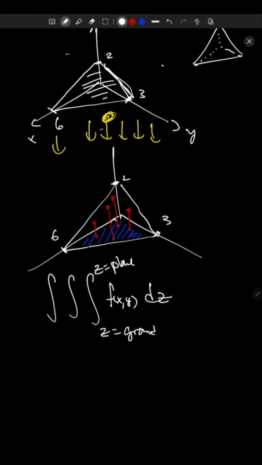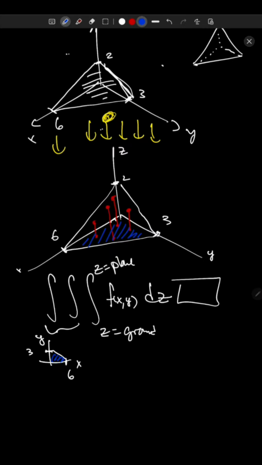So our dz integral is from the ground to the plane, and then our next two integrals are going to be over the xy plane. It has to be x and y, because after we've done the inner integral, we've lost all our z's. It's a region bounded by the x-axis and y-axis, this blue region here, and then this line right there. That line passes through 6 here and 3 there.